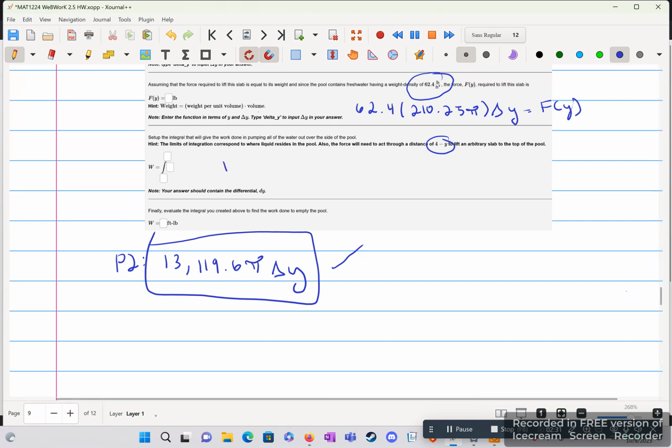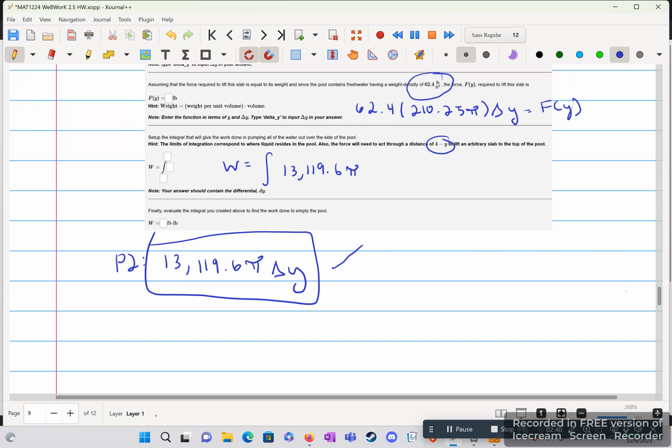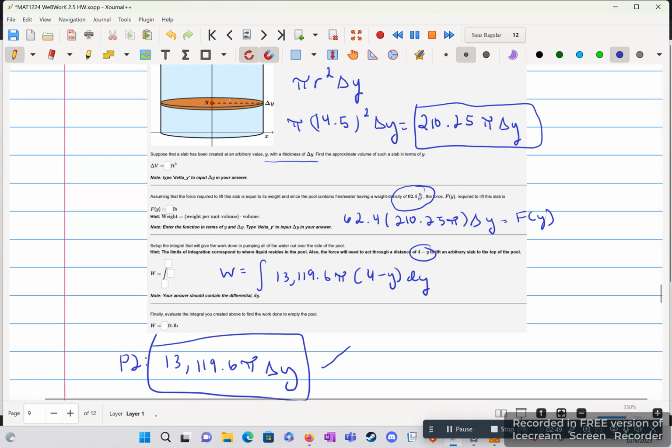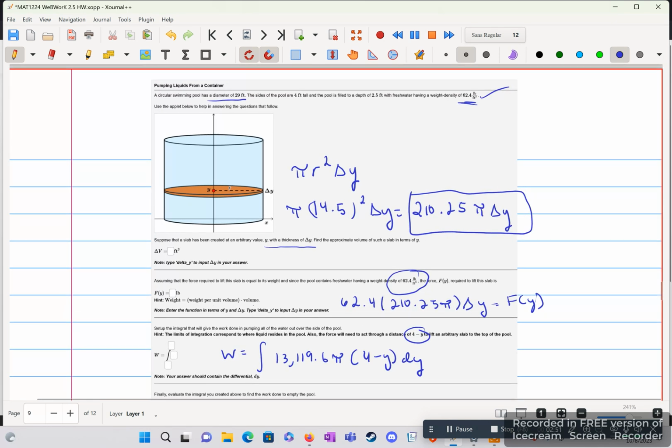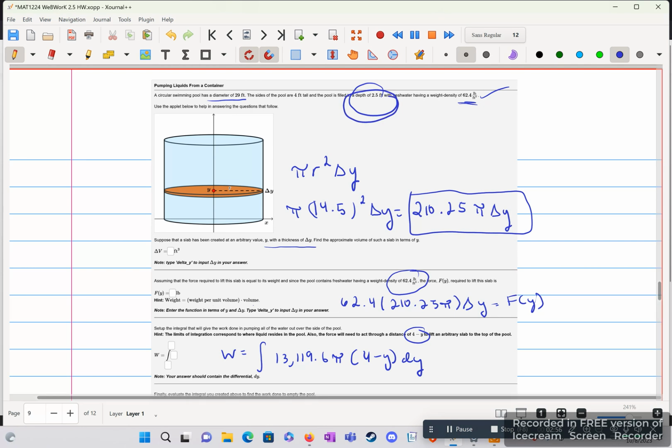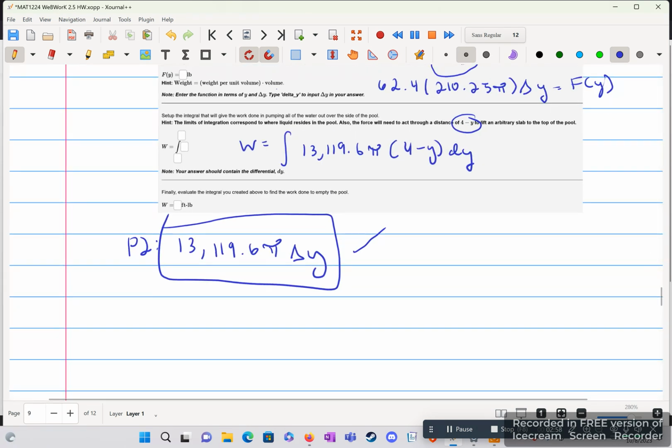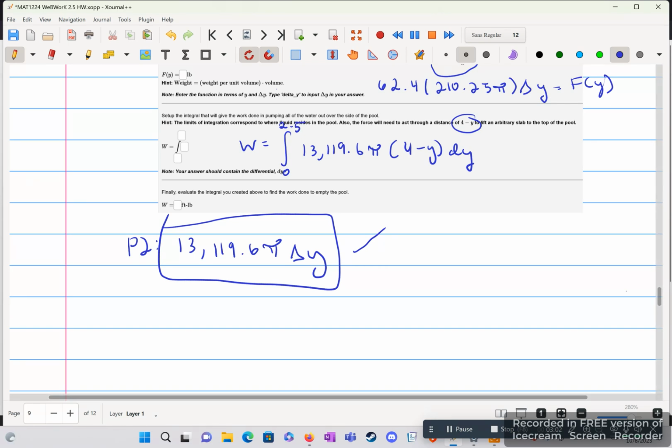So first we're going to write it just as it is. And we need our del y, but we have it right here, our distance 4 minus y dy. And we want to find our limits of integration. So that is just going to be the sides of the pool 4 feet tall, and the pool is filled to a depth of 2.5. In terms of y, it's going to be that 2.5 since we're mentioning depth. So 0 to 2.5. Now that's the answer to part 3.